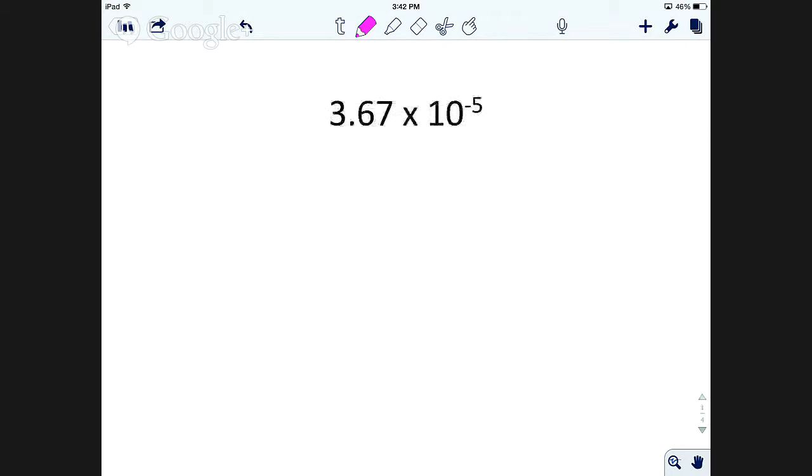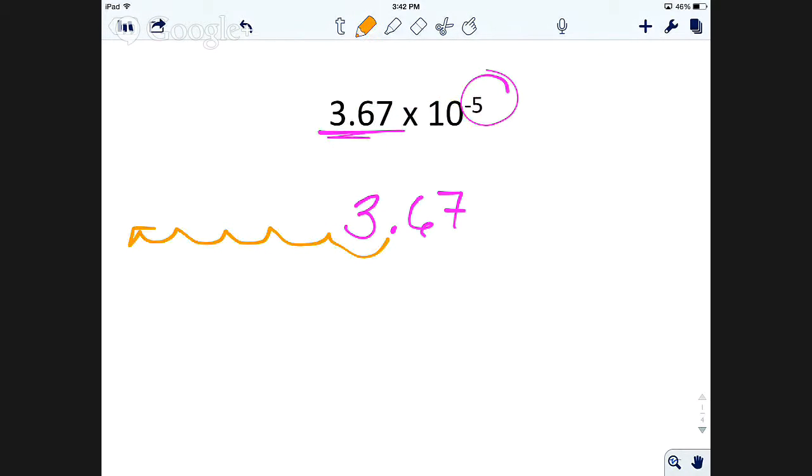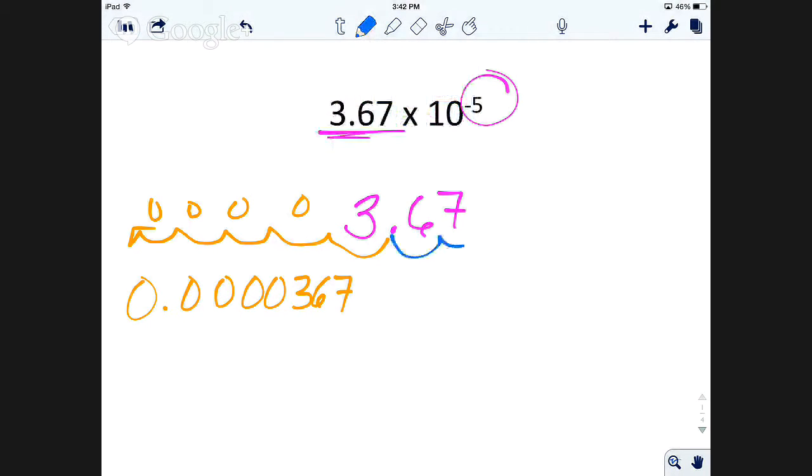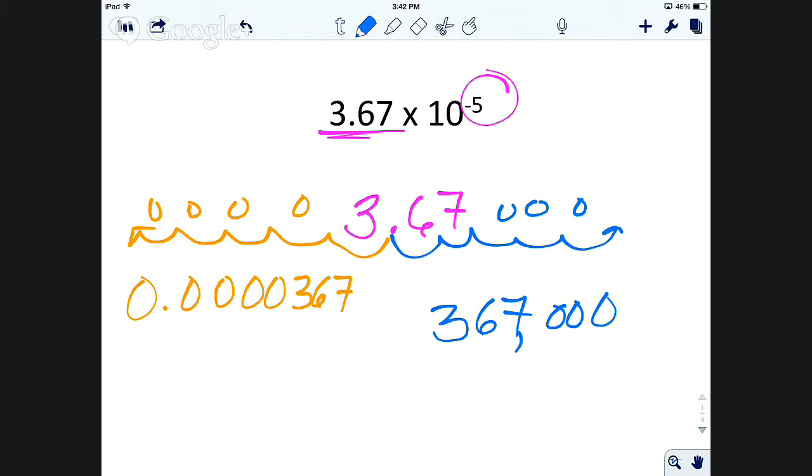Up here, we have 3.67 times 10 to the negative fifth. Okay, so we'll start with the number they gave me, 3.67. Now, I know I've got to move it 5 places. Again, we could go 5 places to the left, 1, 2, 3, 4, 5. If I fill in my zeros, that would give me 0.0000367. If I went 5 places the other direction, 1, 2, 3, 4, 5, and put in 3 zeros, that's 367,000.